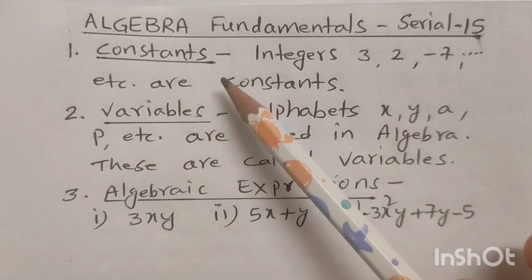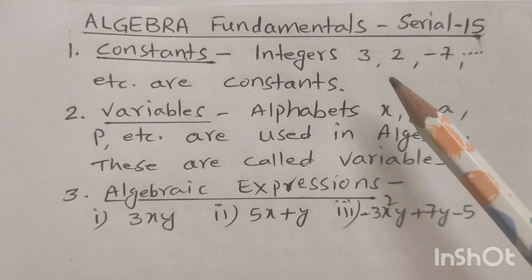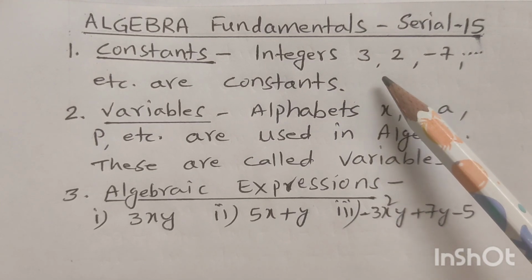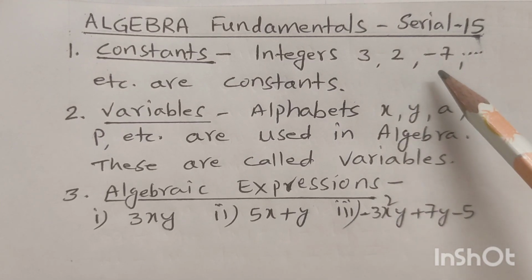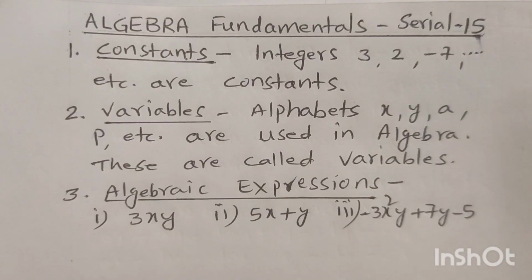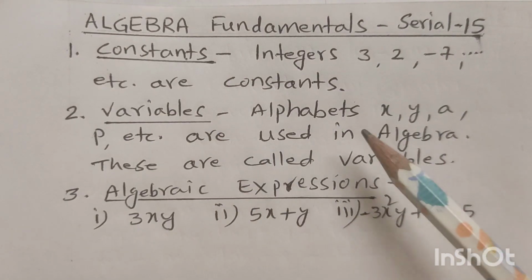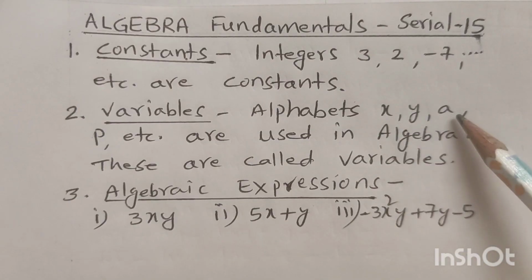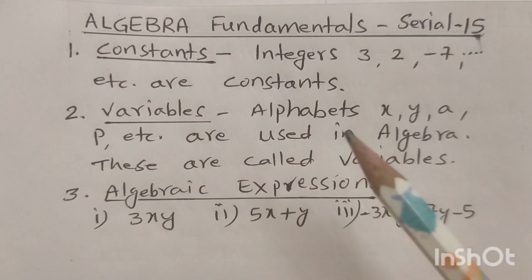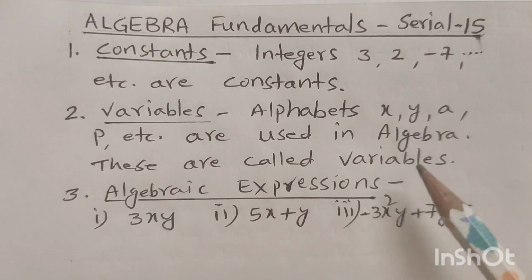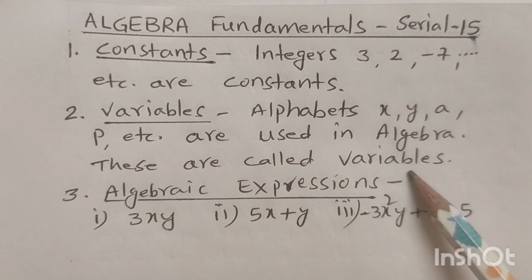We define constants. We know all the integers like 3, 2, and negative integers -7, -8, all positive and negative integers, they are all constants. In algebra we have variables, alphabets x, y, a, p or any other alphabet. They are used in algebra and they are called variables.